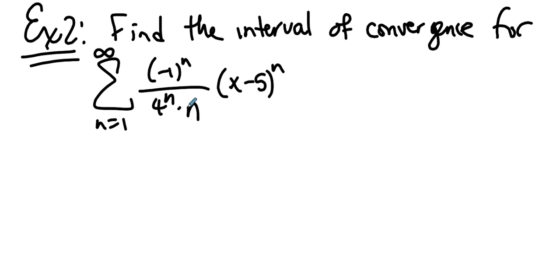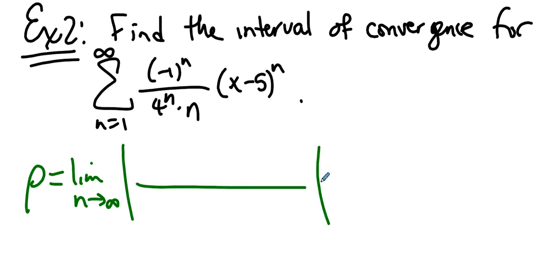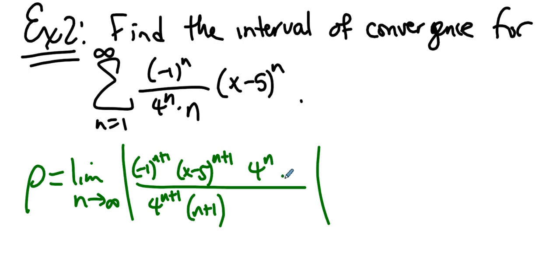Okay, so what do we got? We figure out what rho is. It's the limit as n approaches infinity of the absolute value of the n plus 1 term over the nth term.